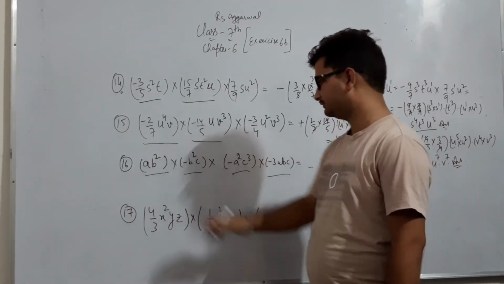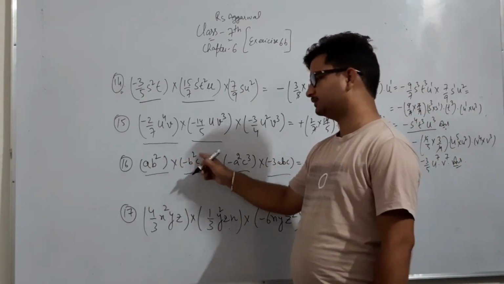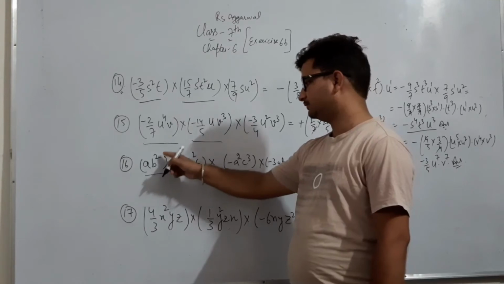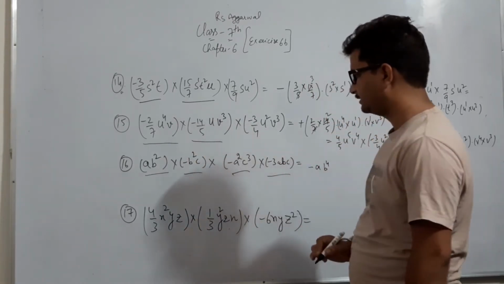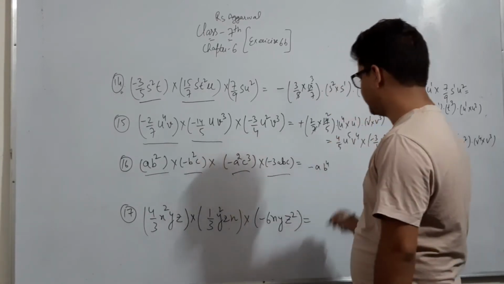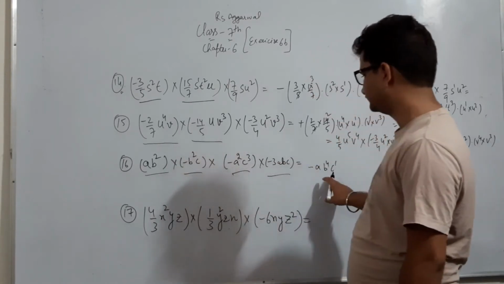Here a raised to power 1, so we write a, and here b raised to power 2 and here b raised to power 2. So b raised to power 2 and b raised to power 2, तो b raised to power 4 हो जाएगा. डायरेक्ट लिखता हूँ यहाँ पे. ठीक है, फिर उसके बाद c raised to power 1 is left. Okay, when we multiply this and this, then we get this answer.